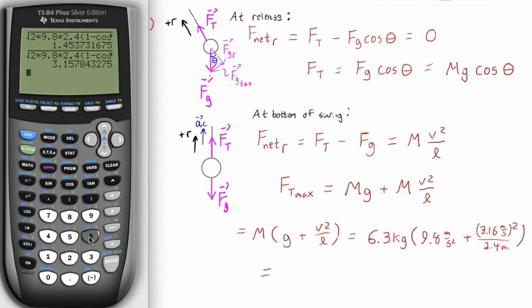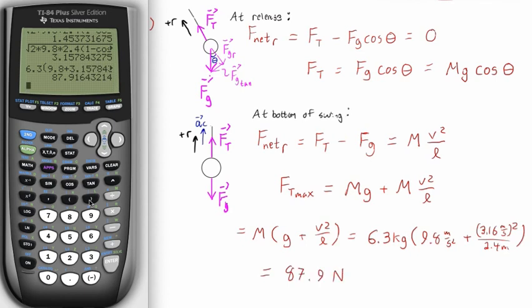So 6.3, and then multiplied by 9.8 plus the value that we found for velocity, and we're going to square that. All right, and then we're just going to divide that squared velocity by 2.4. All right, 87.9 newtons of tension force. All right.